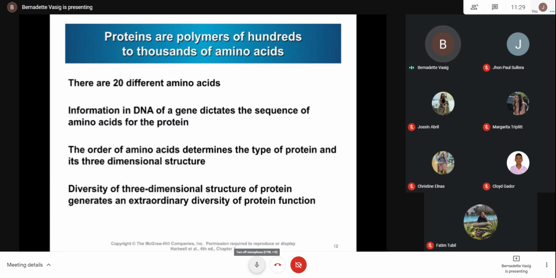So first order of amino acids, number of amino acids. What else? Type. Okay, type of amino acid. And lastly, sequence. Okay, sequence of amino acids. Order, number, type, sequence. Yes, that's the three-dimensional structure.